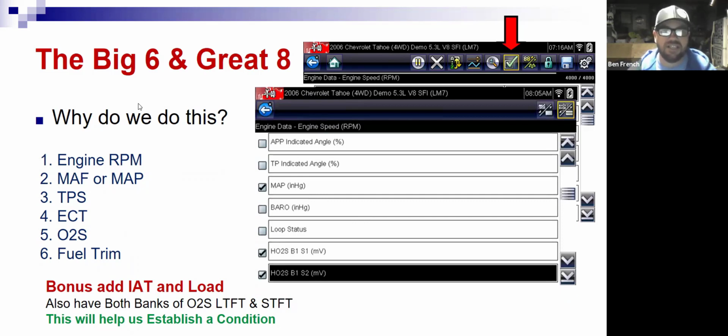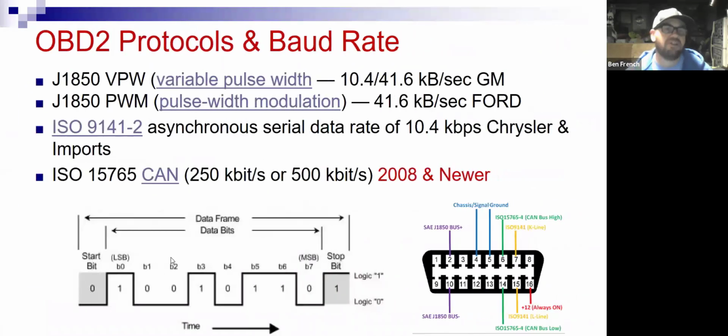Here you can see on this particular tool, this is the Snap-on Solus Ultra. I'm clicking the ones that I want to build that custom data list. Now you might be thinking, well, why would I need to do that other than, okay, I got so much data, it's kind of overwhelming. Well, this brings us back to something that we talked about earlier.